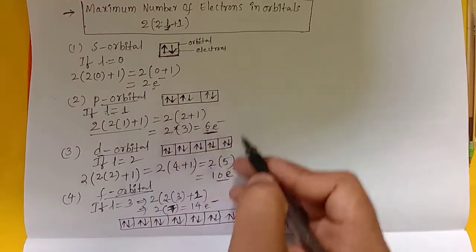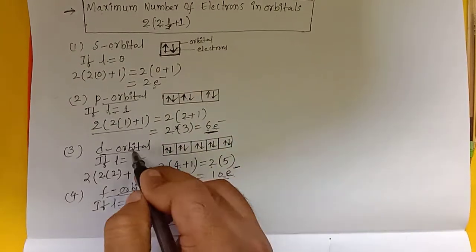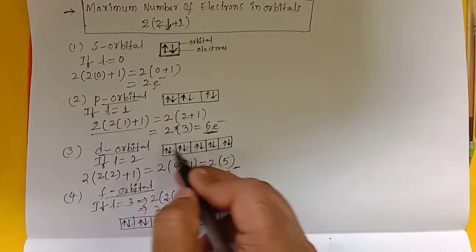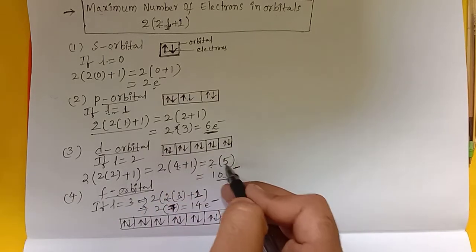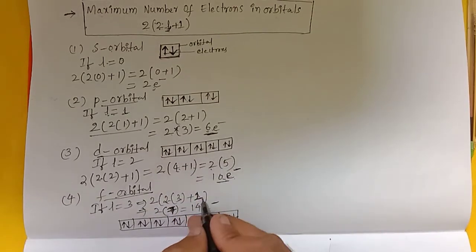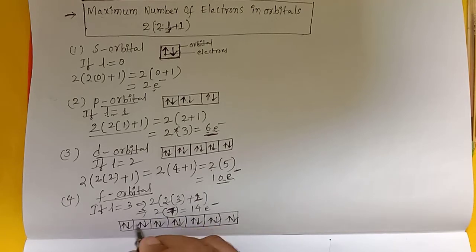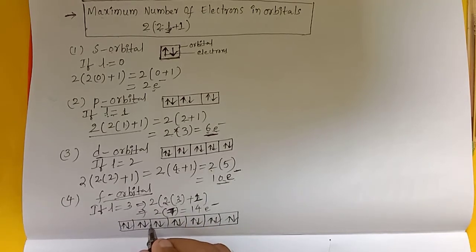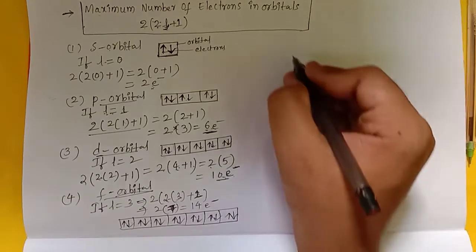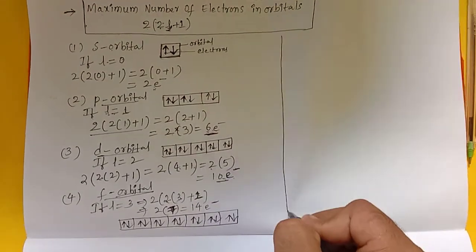2 3s are 6. And if you observe 10 electrons in the d orbital, we have to take how many orbitals? 5. 2 into 5, how much? 10 electrons. So for f, 7 orbitals you have to consider. Each orbital contains 2 electrons. 2 sevens are how much? 14 electrons present in the orbitals.